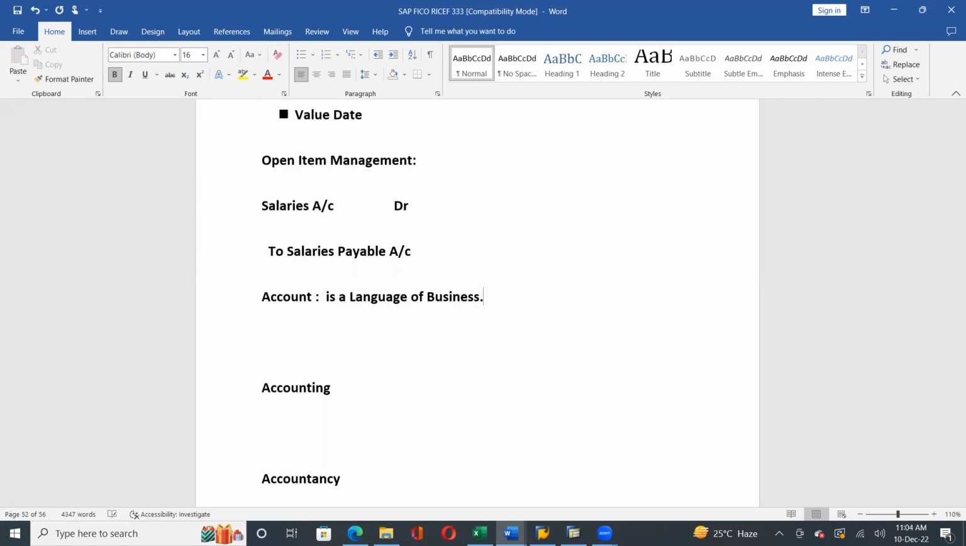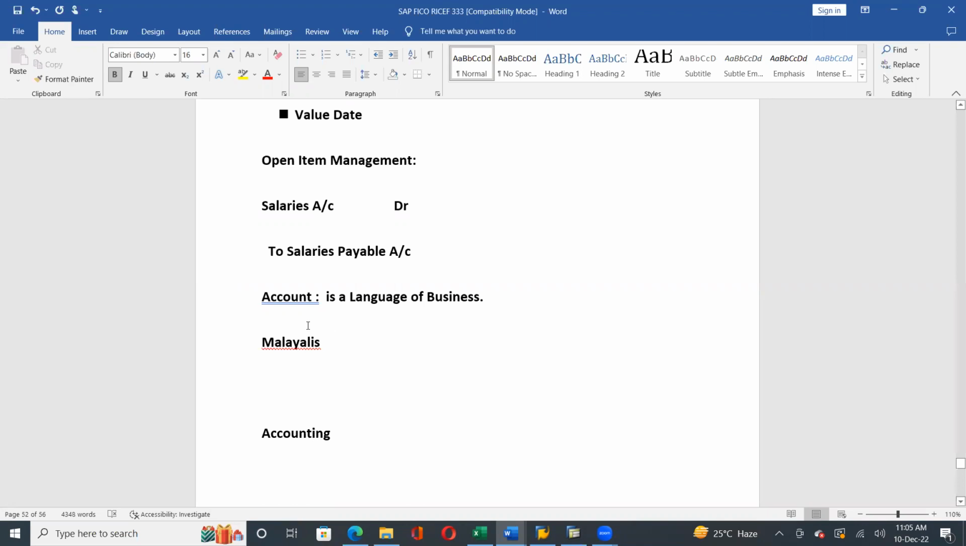A language of business. Why am I calling it a language? For example, in our group, everybody knows Hindi and English, and a few know Telugu. Say two Malayalis have joined our class, and they are exchanging words.